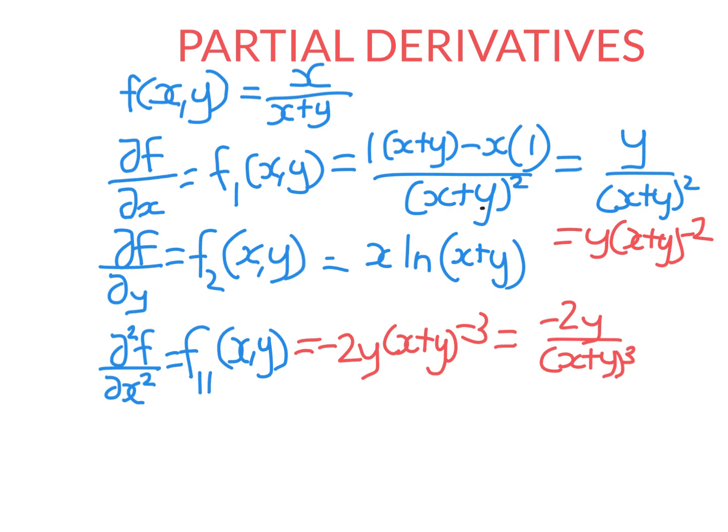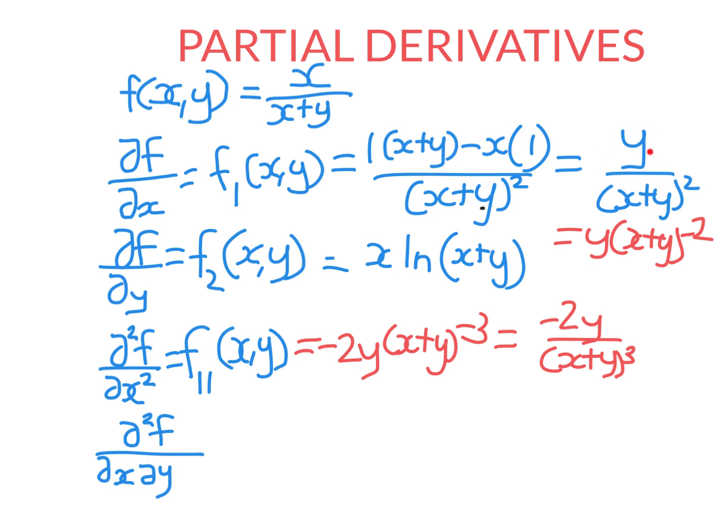So you also need to be able to differentiate ones like this. This again says the second partial derivative, but this time we're differentiating with respect to x, then with respect to y. So we've already differentiated once with respect to x. We're now going to differentiate this one with respect to y.